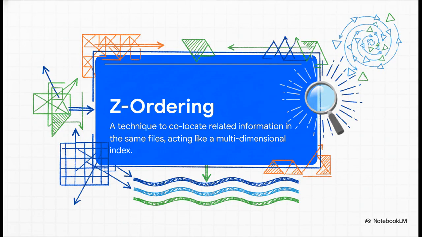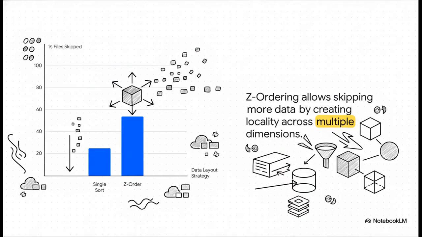If you want blazing fast queries, you need to know about Z-ordering. The best analogy is a library. You could sort books by author or by genre. Z-ordering is like a mind-bending technique that sorts them by both at the same time, physically grouping related information together. It creates this powerful data locality across multiple columns. And the payoff is huge.